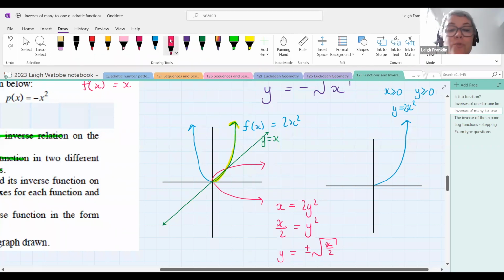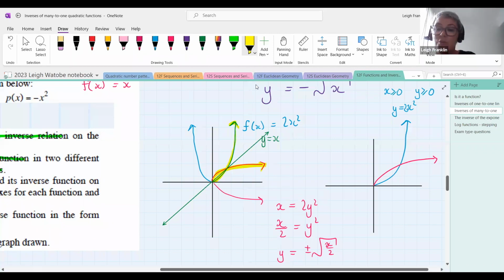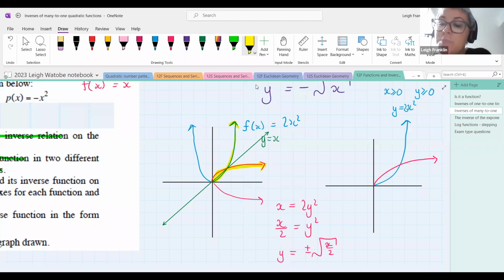When it comes to the inverse of this, so I'm going to invert it, it's going to end up doing that. So in other words, what I'm sketching here is going to be this bit here that I'm also putting in yellow. Okay, so that's what I'm looking at. Right, so now my many-to-one relation has become a one-to-one function. It's going to pass my vertical line test. Is everybody happy with that? Does that make sense to you?